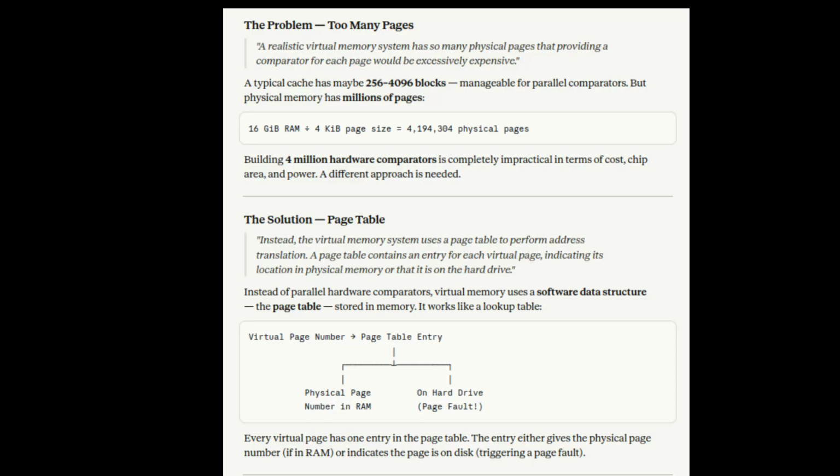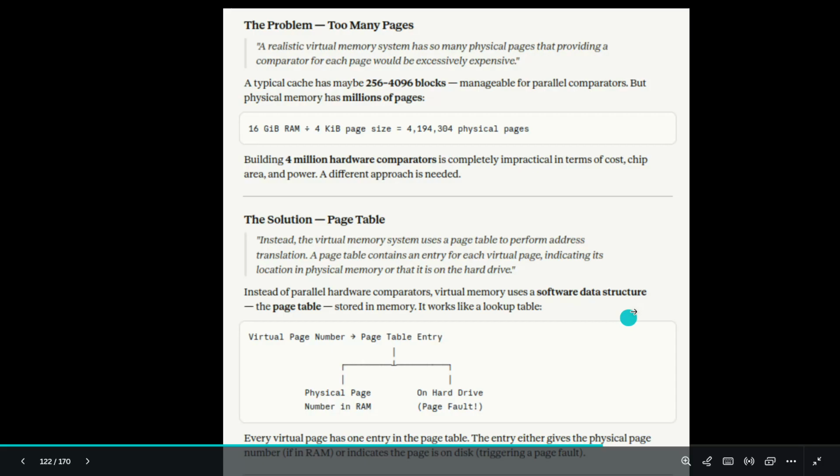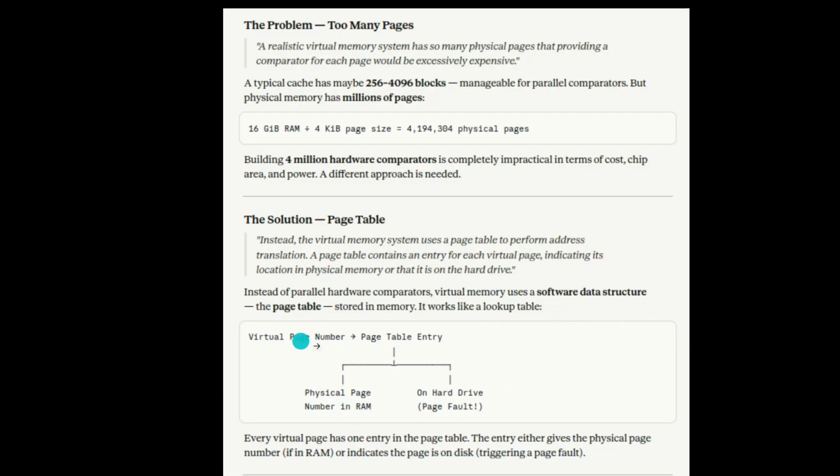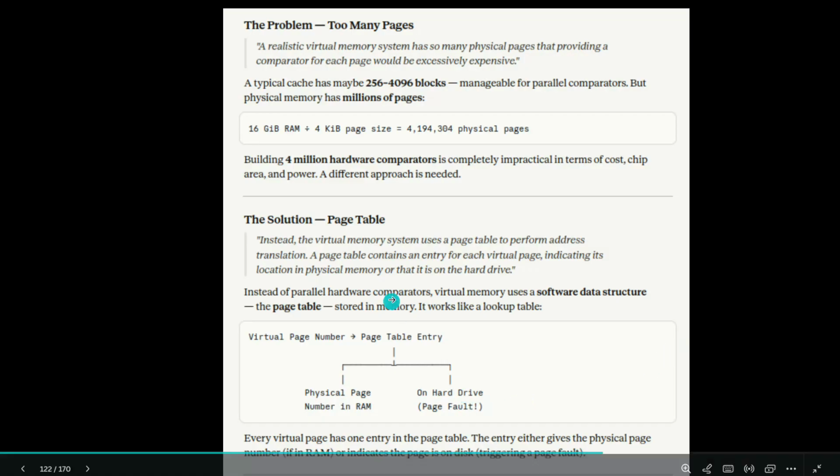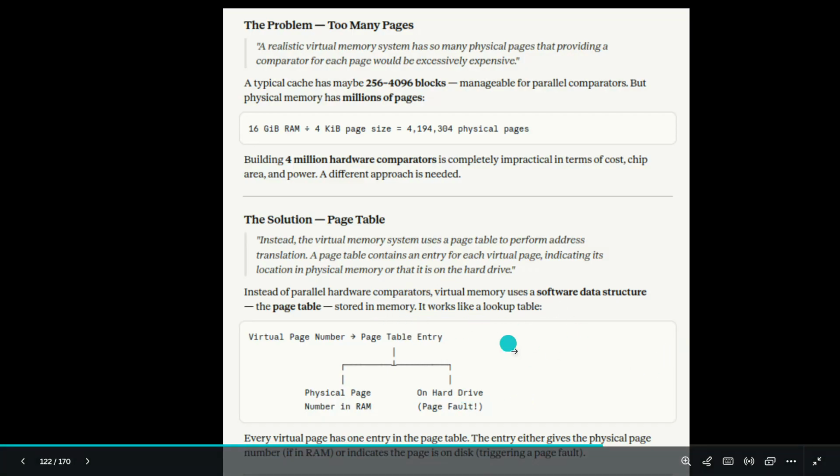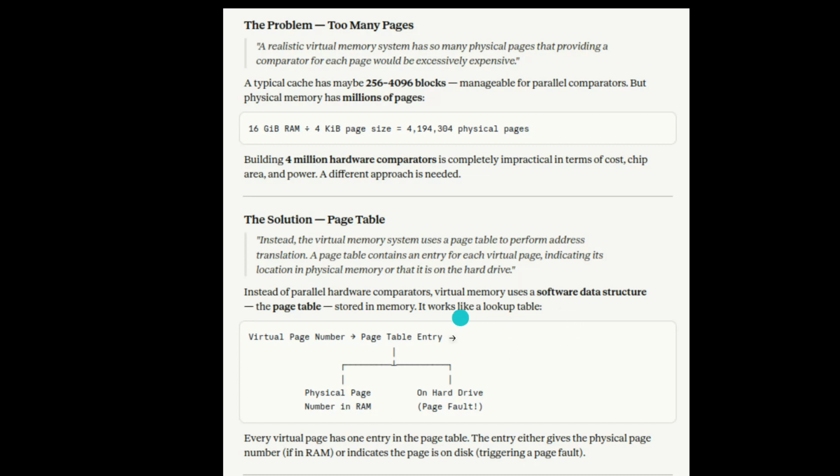That is, virtual memory uses a software data structure. It is using this software data structure that is called a page table, that is stored in the memory, and it works like a lookup table. So it uses a software data structure called the page table, which is stored in the memory, and it would look like what? A lookup table.